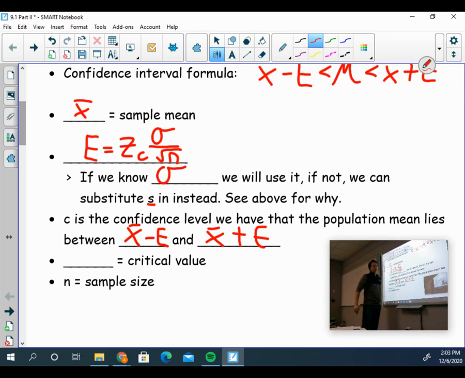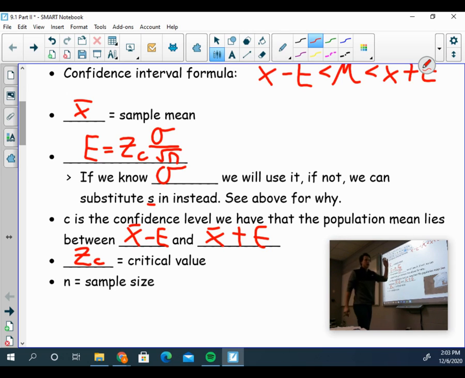Remember, there are two parts to a confidence interval. What's the interval and how confident you are in it? C is going to be that level of confidence. Z of C is going to be the critical value. Remember, if we look at the standard normal curve, what's really nice is the area under the standard normal curve is equivalent to probability. So if we want to be 90% confident, we want there to be a 90% chance that the mean's between two values.